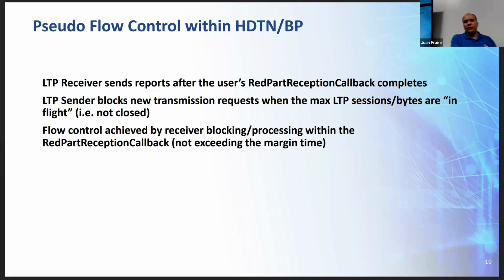And likewise, our sender is going to block new transmission requests when there's max sessions or max total bytes in flight. These sessions have not been closed out. So you can essentially achieve a pseudo flow control by that receiver blocking or doing actual processing within that red part reception callback, not to exceed the margin time. So essentially the receiver is going to slow down that sender.